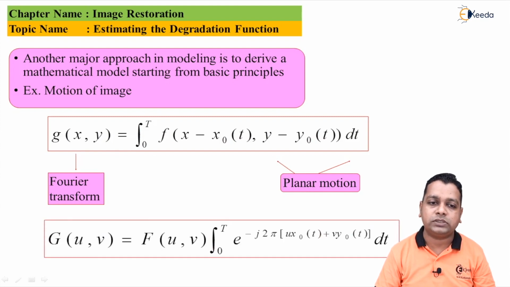This gives us capital G of u comma v equal to F of u comma v times the integral from 0 to T of e to the power minus j2 pi, in brackets, u times x0 of t plus v times y0 of t, times dt, the time differential.